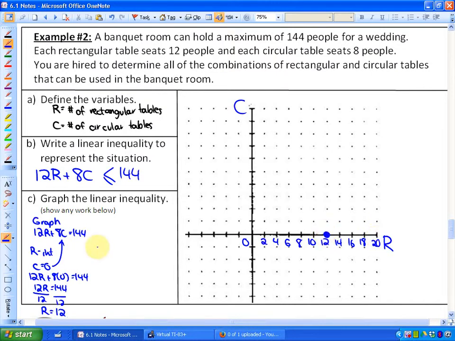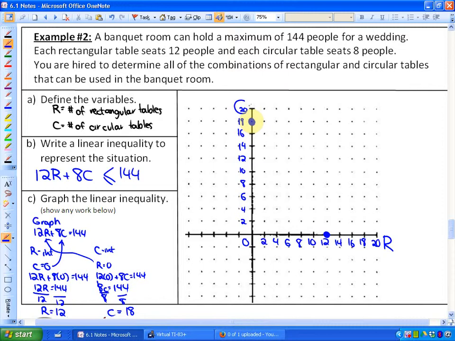Okay, I'm going to find the C-intercept next. That is when R is equal to 0. So we have 12 times 0 plus 8C equals 144. So we have 8C is equal to 144, and if we divide by the coefficient 8, 144 divided by 8 is equal to 18. Again, if I choose to go up by 2s, it will all fit here. So here, C is equal to 18.